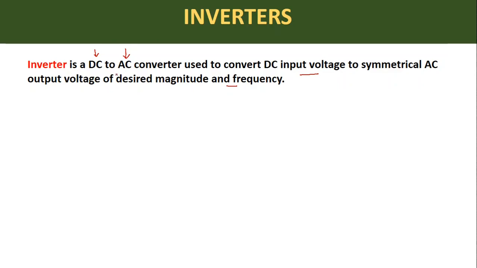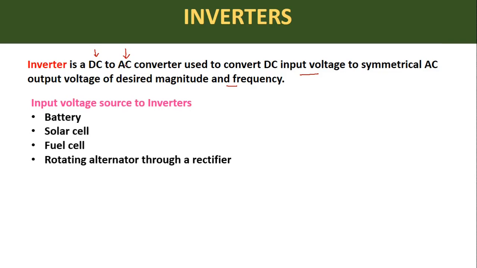As we have seen in the half bridge inverter circuit, we are using the DC voltage sources. So the input DC voltage sources used in the inverter can be battery or solar cell or fuel cell, or rotating alternator through a rectifier can be used as a DC input voltage source in the inverters.